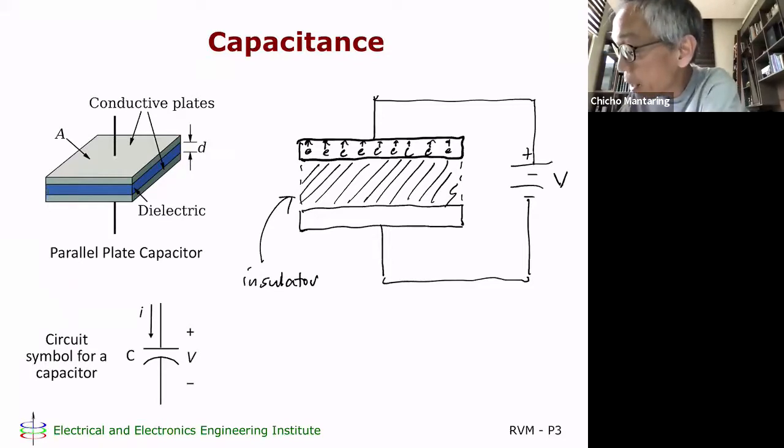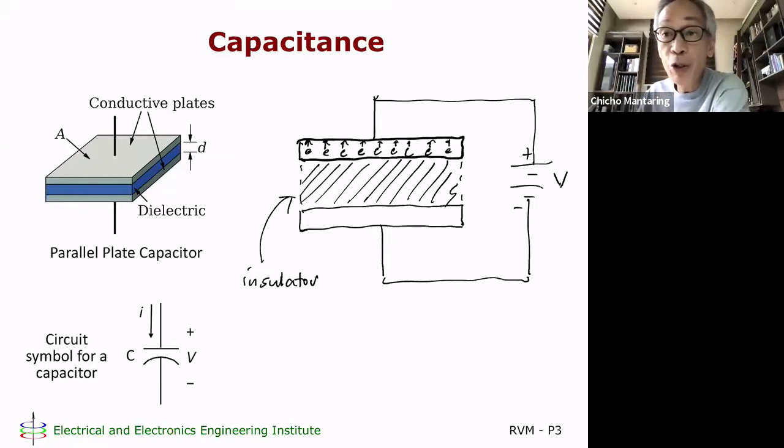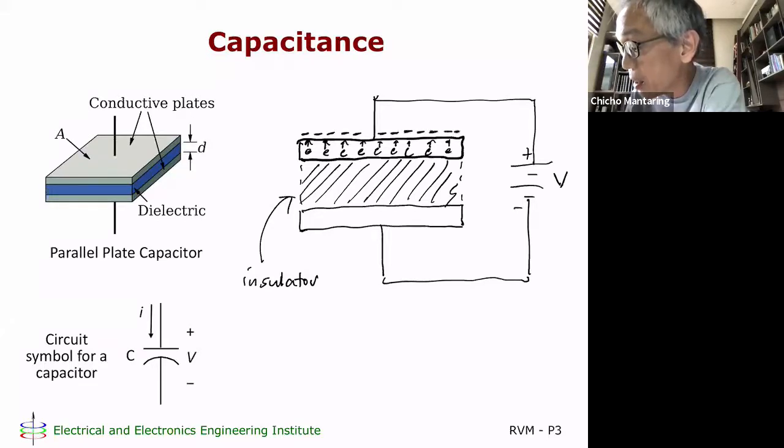And then what happens here in my negative? The negative is going to repel electrons. By the way, if electrons are pushed up, this becomes negatively charged. This becomes negatively charged.